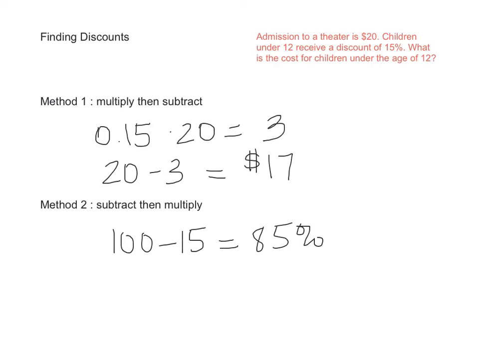Next, we multiply. So instead of finding 15% of 20 and then subtracting it from the original cost, we just figure out what percentage of the 100 we're actually paying, and that's only 85%. So to find the cost for children under the age of 12, we're really finding 85% of 20, which gives us $17. You're going to get the same answer. There are two methods. You choose the one that you prefer.